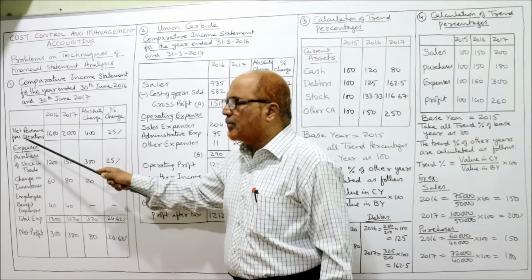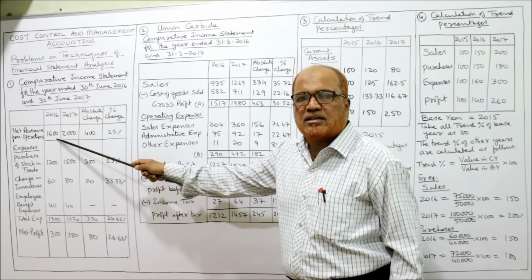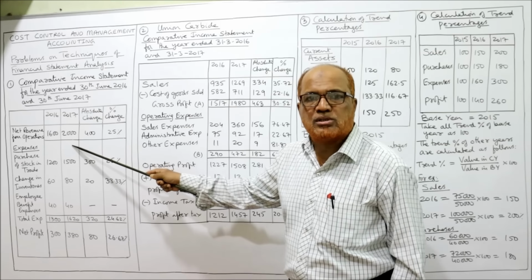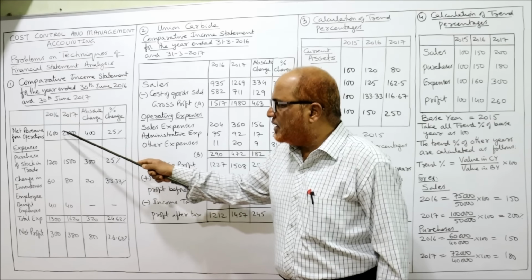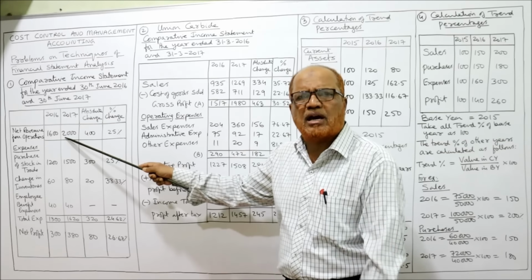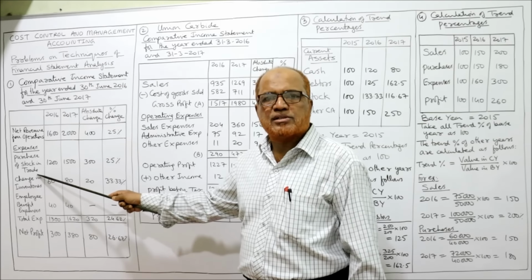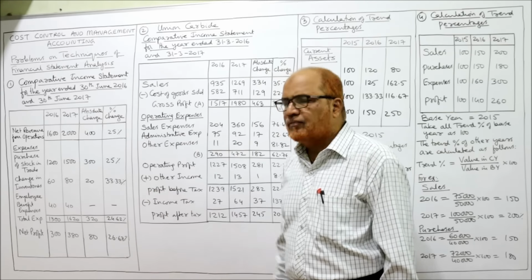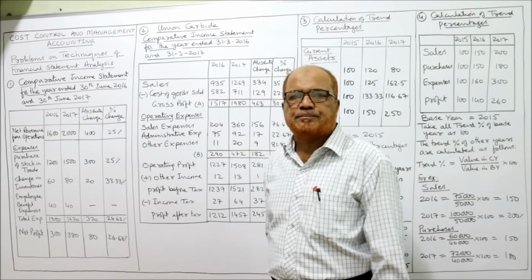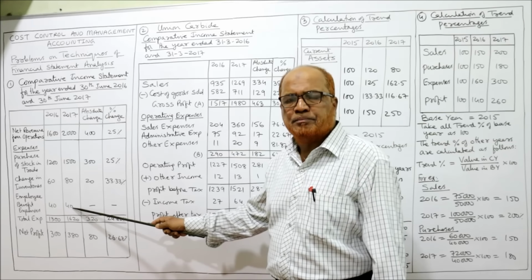So net revenue from operations, these are the sales. Last year sales are 1600 and current year sales are 2000. All these are rupees in thousands. So 1600 and 2000 are the sales last year and current year. Whatever is given in the problem, same thing I have taken. Expenses, purchase of stock in trade, purchases. Last year 1200, current year 1500. Change in inventories. Last year 60, current year 80. Employee benefit expenses 40, no change.